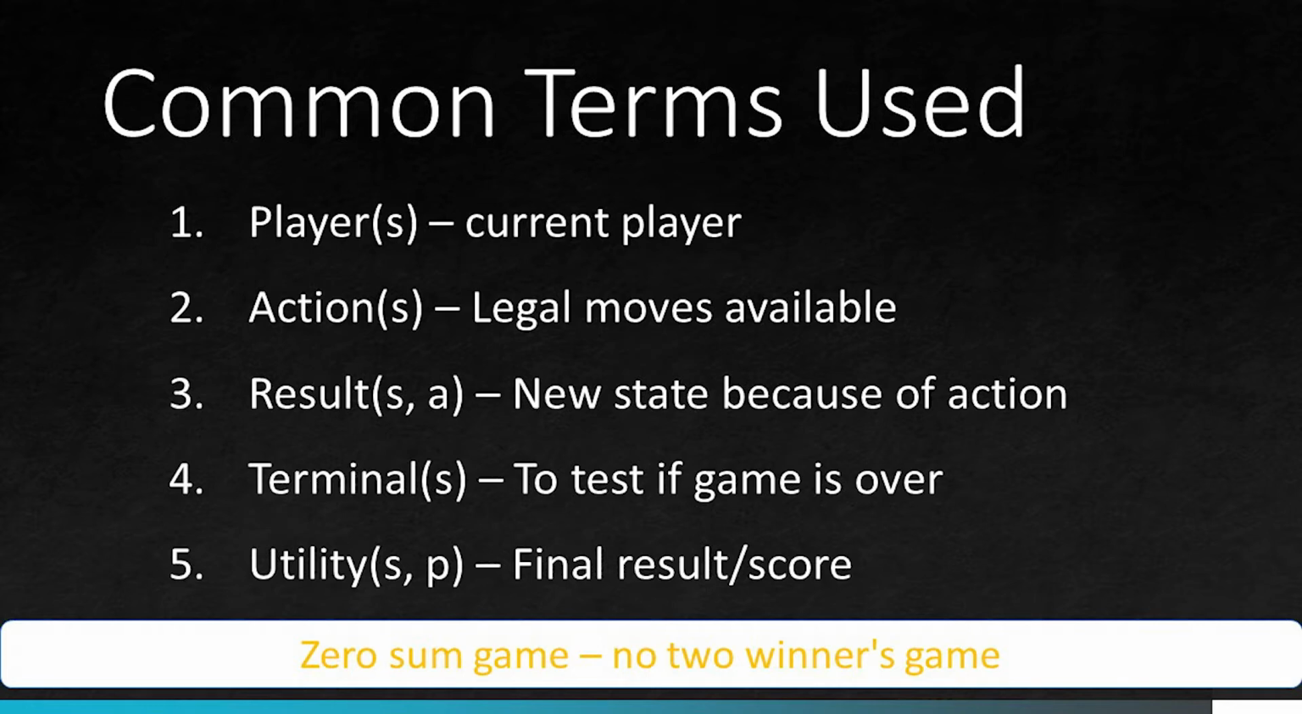Next is Result(S, a). In a state S, Player(S) made a certain move which was described in Actions(S). Because of that action, we will have a new state right now, and this particular state is depicted by the Result(S, a).